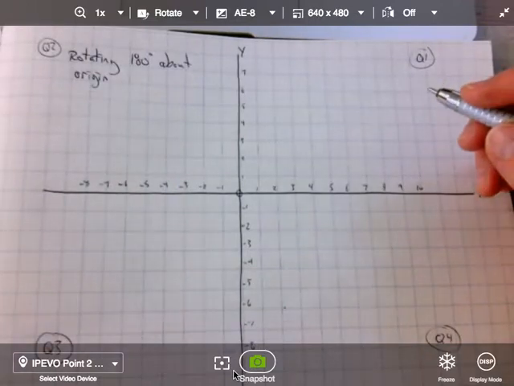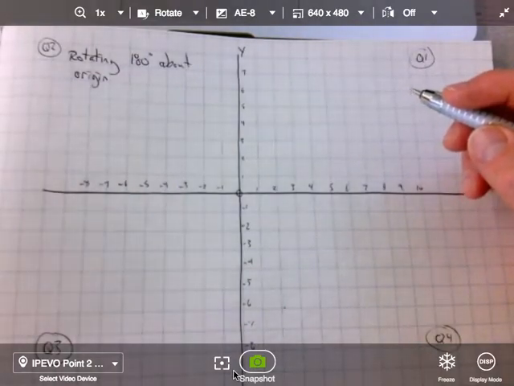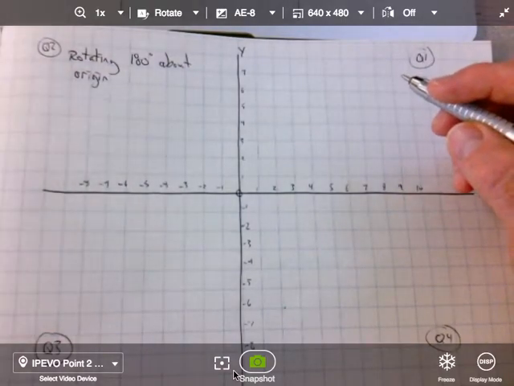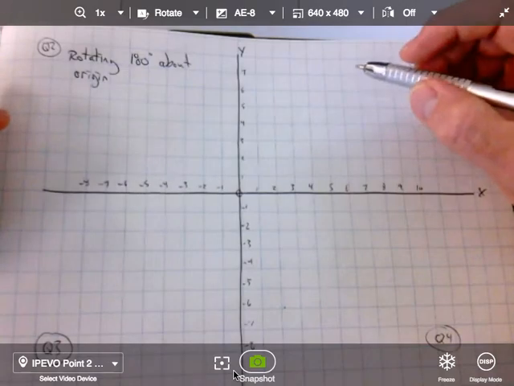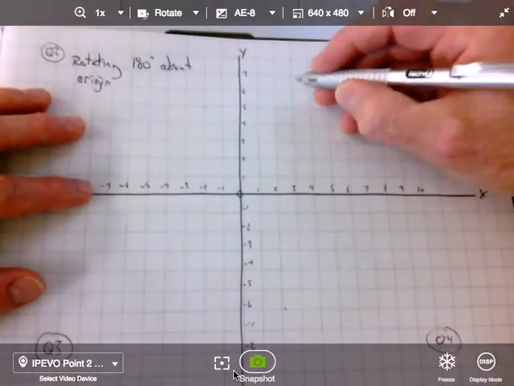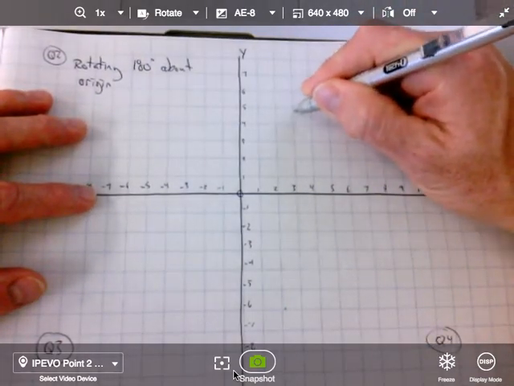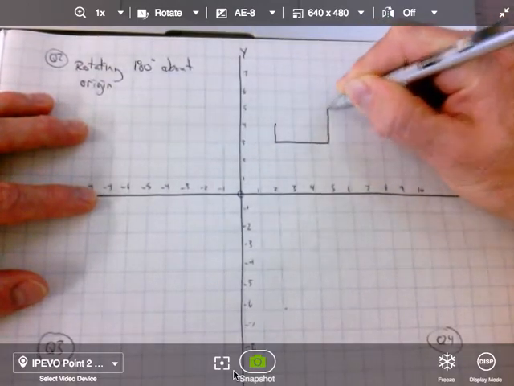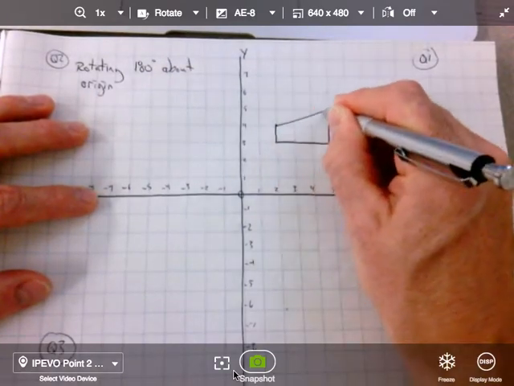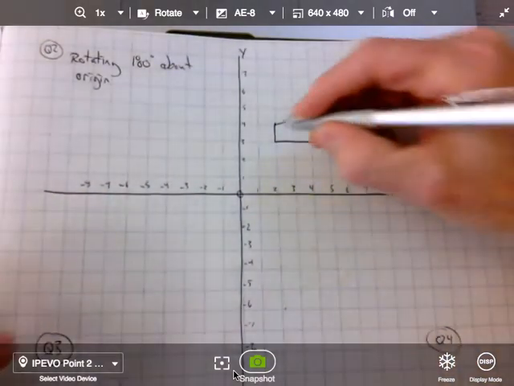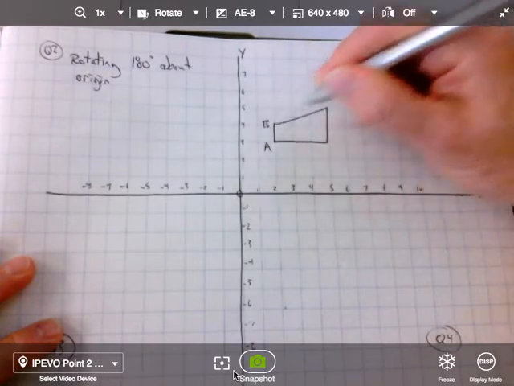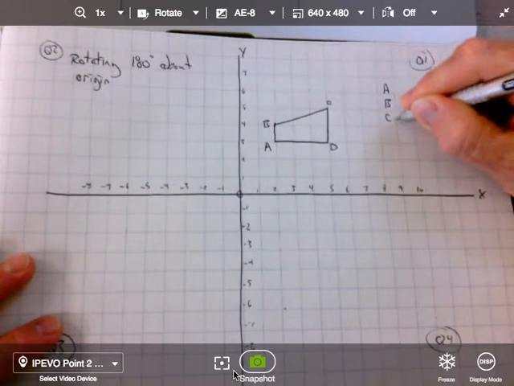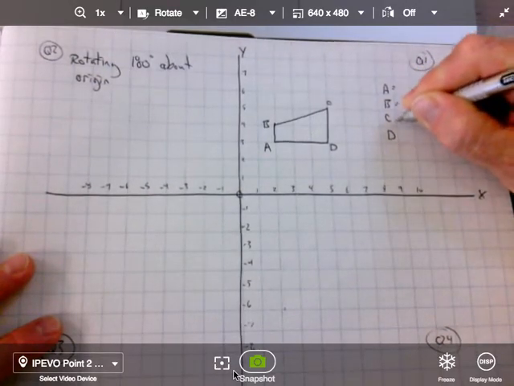You can always extend your understanding if I give you a more challenging question. But again, we're just keeping with the fundamental stuff. So we're going to do maybe a slightly different shape this time. Not that much different, though. So I'm going to create a shape that looks like that. And we're going to label it A, B, C, and D, and make sure that we identify what the coordinates are.